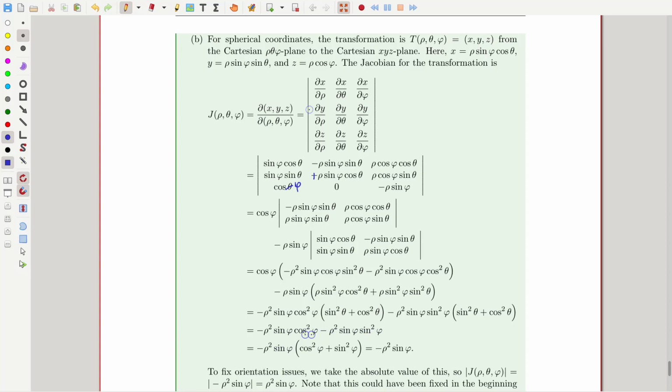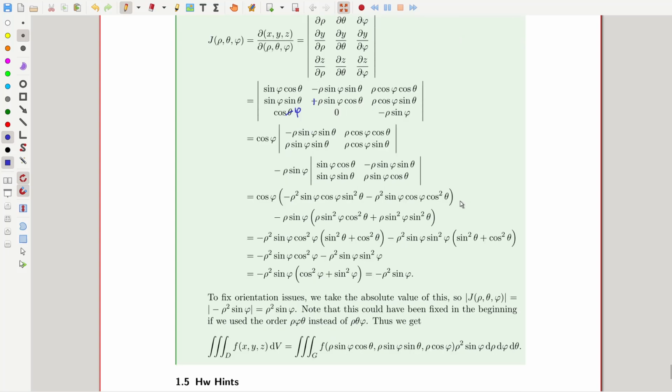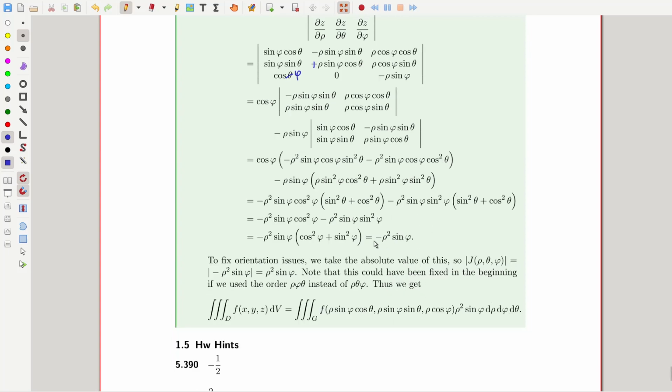And then notice that this has a few things in common also. We have a minus rho squared sine phi in common, it looks like. So factoring that out, you get a cosine squared phi plus sine squared phi, and that is simply 1, and so you end up with this. So the Jacobian is this. And so if you recall the Jacobian spherical, it was rho squared sine phi. So this is pretty much the same as the Jacobian that we are familiar with for spherical. The only thing is that negative.